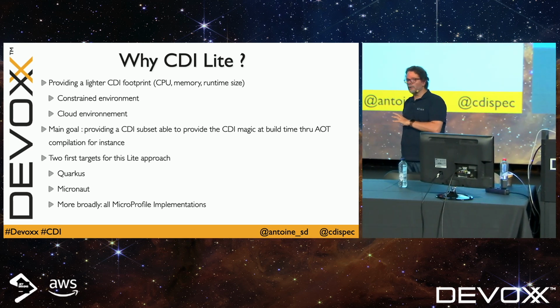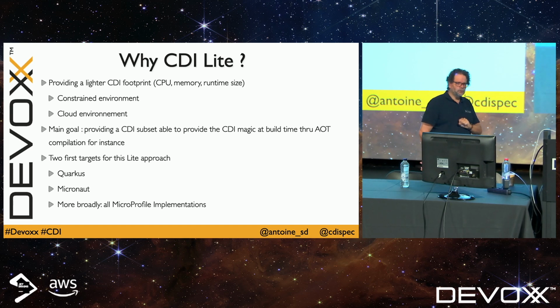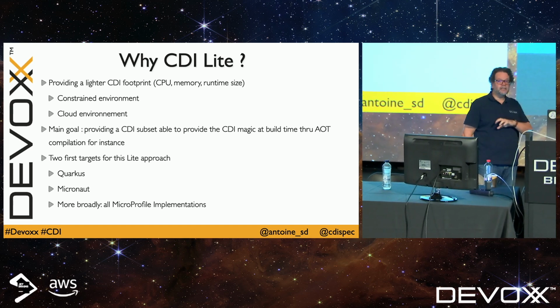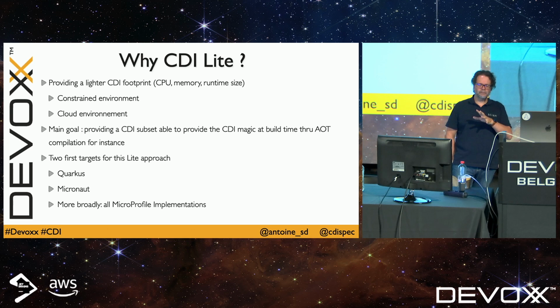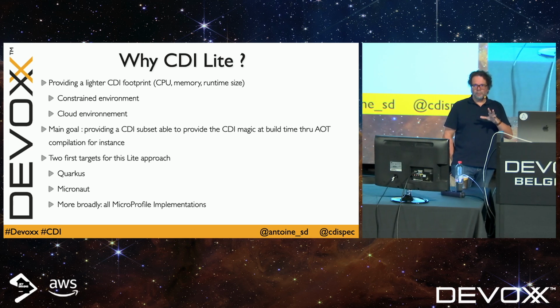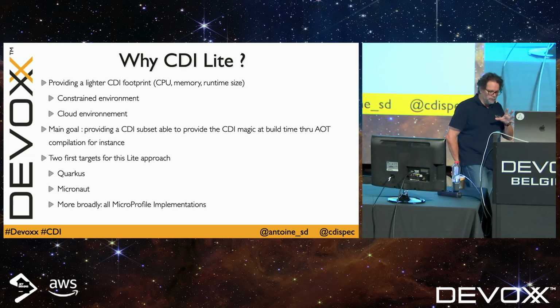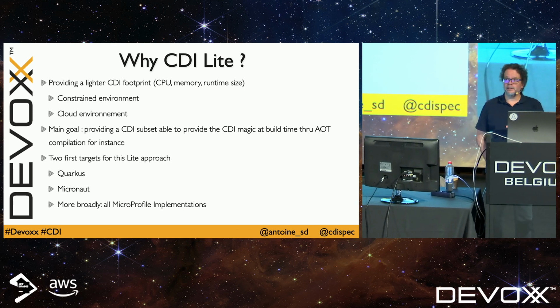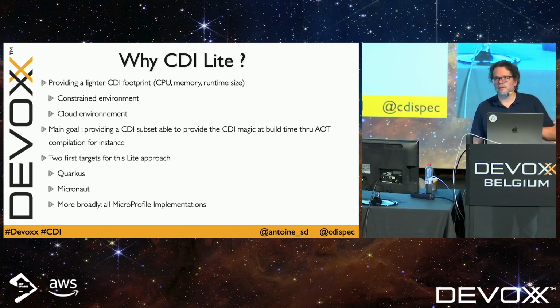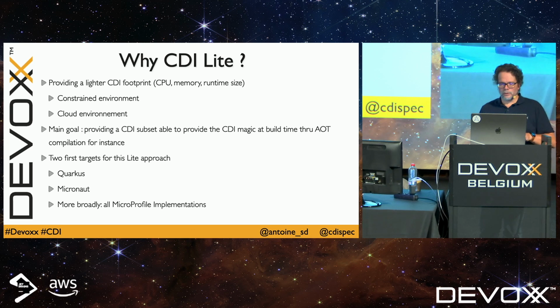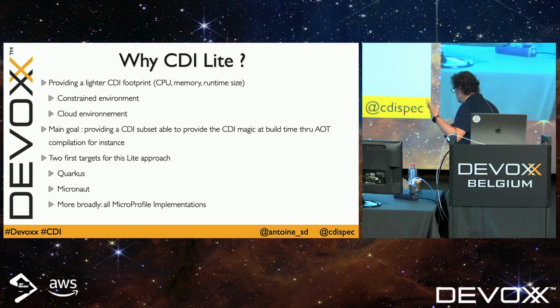So having a light way to create your microservice and being able, for instance, with GraalVM, to provide a native executable for your platform will be a killer feature for the cloud. So that's the main reason why we go for CDI Lite.